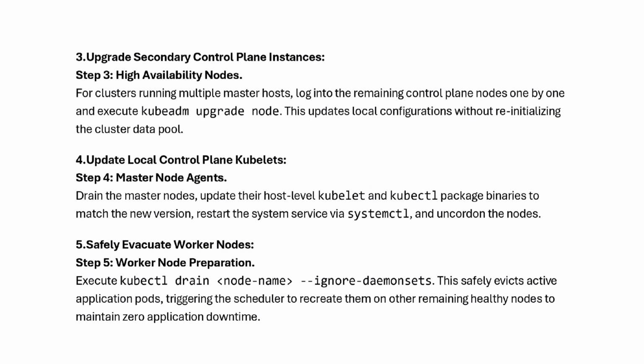Now for step 5, we do the same by draining the worker nodes with this command. This safely evicts active application pods, which triggers the scheduler to recreate them on other healthy nodes to maintain zero application downtime. The purpose is the same. The upgrade cannot be done when an application is running in the pod. To do that, we drain or empty that pod and we perform the upgrade on it, or we can create a new node and perform the upgrade.